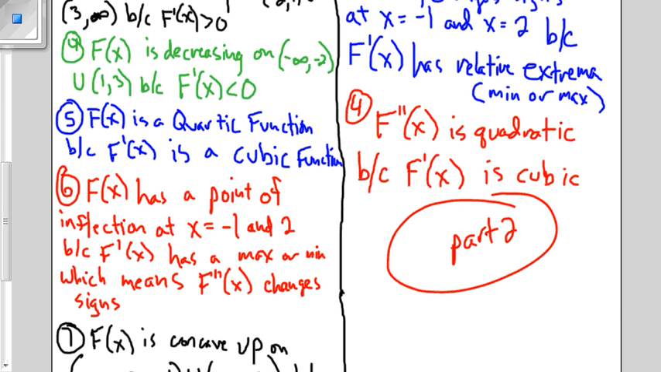We'll go on to part 3, which is the last example similar to this. Then there are some calculator active questions, which we're going to work on. You're probably going to try those at home.